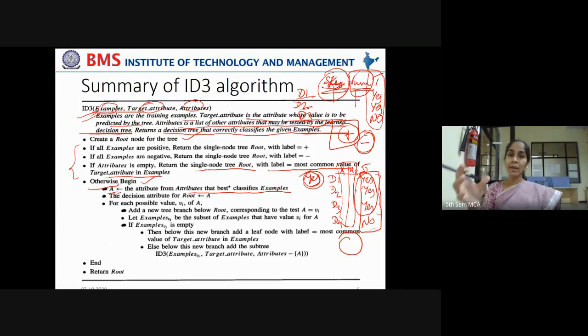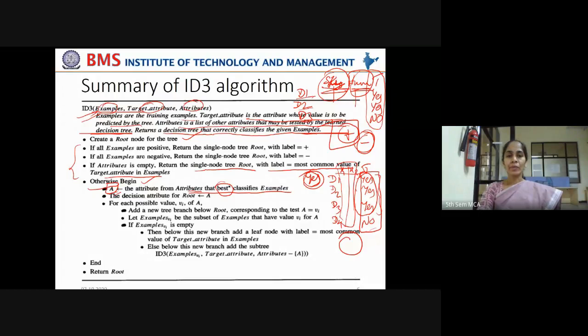Now, how to select that best classifier is by using a measure called entropy. I'll explain how it can be measured, but understand that the initial root node should be fed with the attribute which better classifies the training examples. That is what we are writing here. What should be the classifier A here? The attribute from the attribute set that best classifies the given training examples.